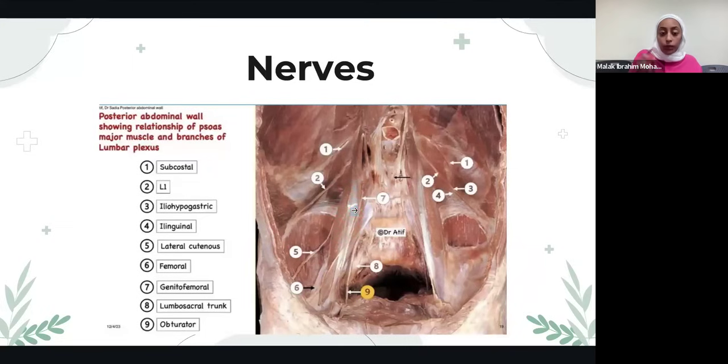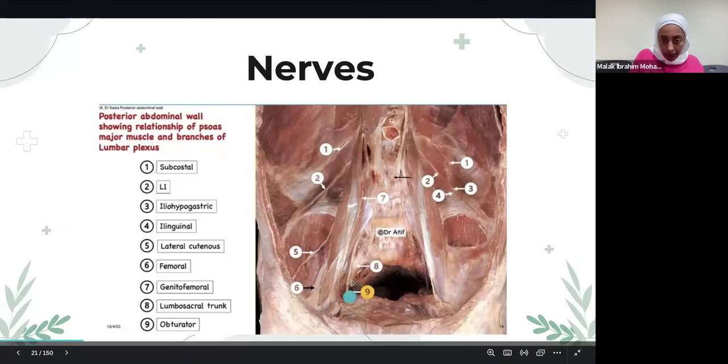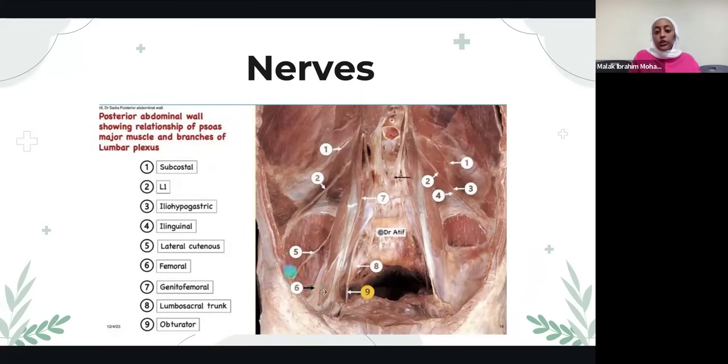The last nerve you have to know is the obturator nerve, which is here. This obturator nerve is more medial compared to the other nerves. So if they point on a nerve that's more medial, that's obturator. If they point on a nerve that's in front of the psoas major, that's genitofemoral. If they point on the thickest nerve, that's femoral. And if they point on the most lateral one, it's going to be the lateral cutaneous.